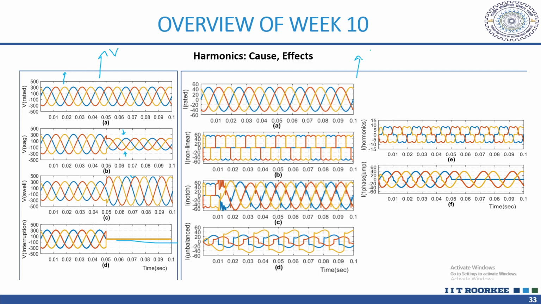For the current, similarly, this is the ideal case. Here, due to nonlinear loads, you are getting harmonics in the current. In the notch case, you can observe these notches; this high frequency oscillation is basically a notch in the system. Then there is phase unbalance. Due to phase unbalance, you are getting similarly a phase jump. You can see one phase has been shifted.